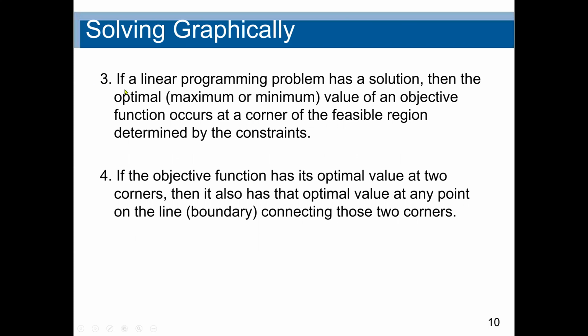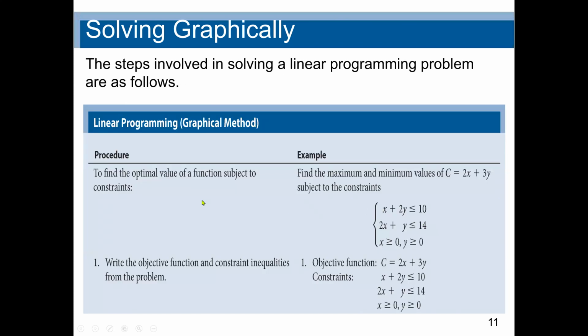Now, the third says that if a linear programming problem has a solution, then the optimal value, which is the maximum or the minimum value of an objective function, will occur at a corner of the feasible region, which can be determined by the constraints. And the fourth is that if the objective function has its optimal value at two corners, then it also has that optimal value at any point on the line or boundary connecting those two corners.